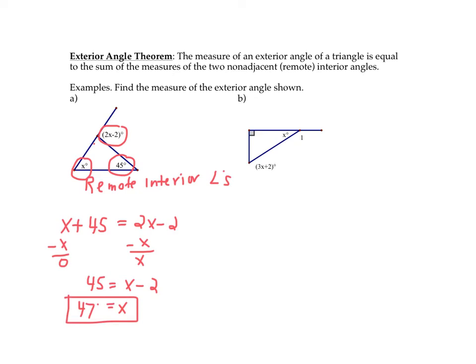We're not just asked to solve for x in here, we're actually asked to find the measure of the exterior angle shown. So we want to take our value for x, that 47, and plug it back in here. So we're going to do 2 times 47 minus 2. And 2 times 47 gives us 94. And 94 minus 2 gives us 92 degrees. Just keep in mind that these pictures are not always drawn to scale, okay?